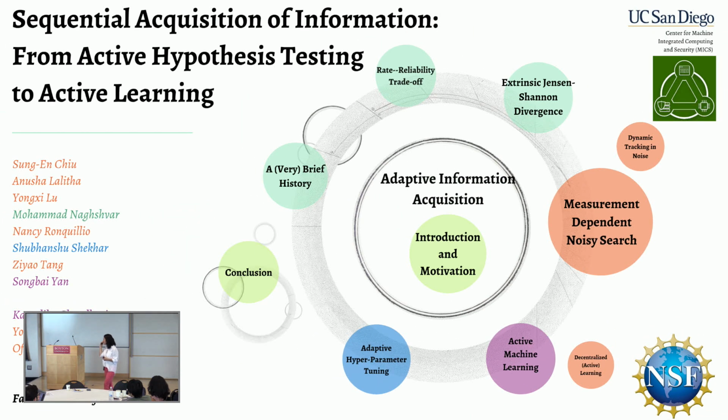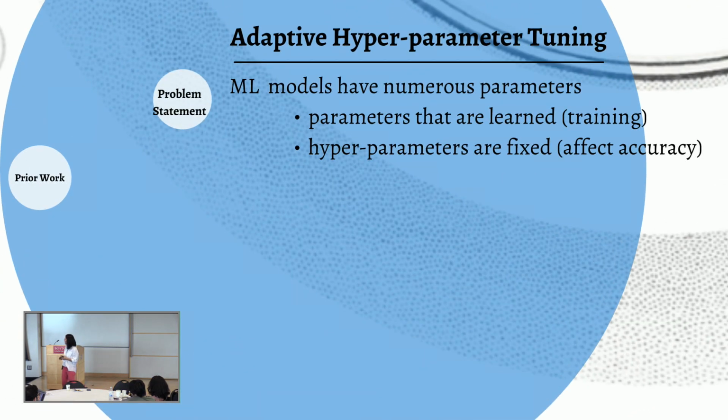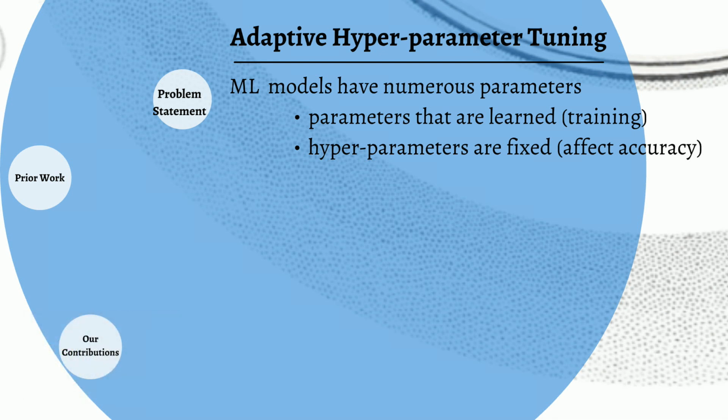What I'd like to talk about, the second work that we did on active interactive machine learning, is the idea of adaptive hyperparameter tuning. This is, I would say, the next generation of learning. ML models that are very popular these days, like deep learning, it's good to think of them as having two sets of parameters. One set of parameters is learned during the training phase. You take the data and you're trying to find the model, the parameters that describe the data the best, without overfitting.